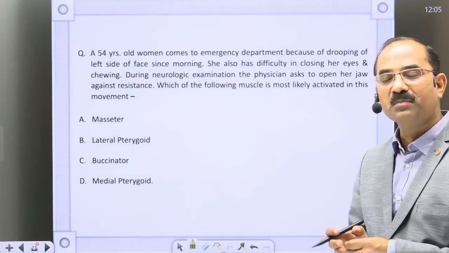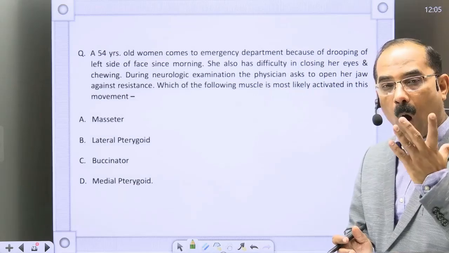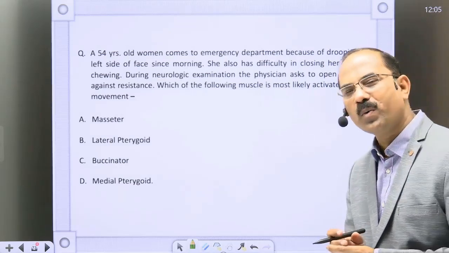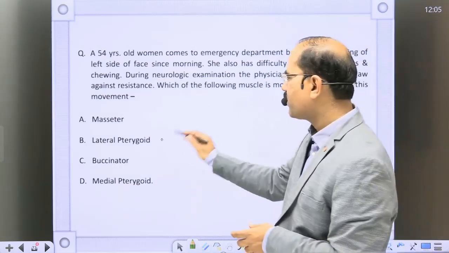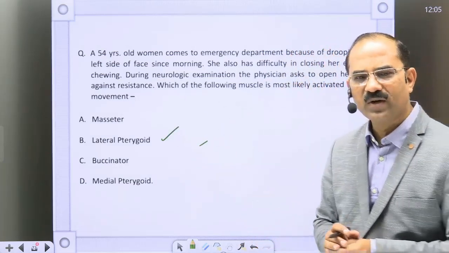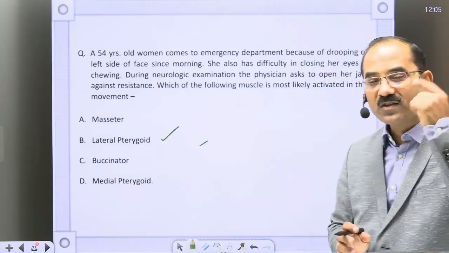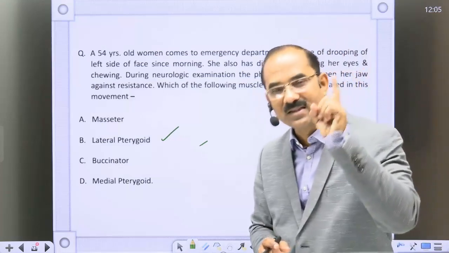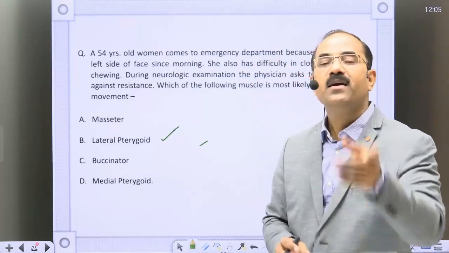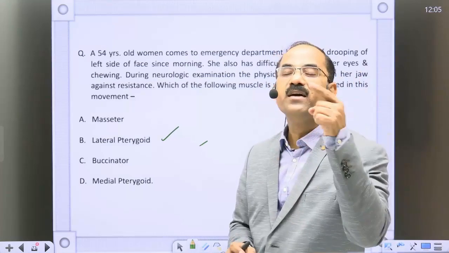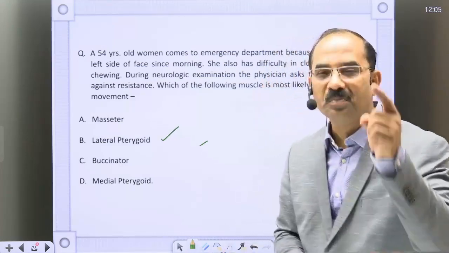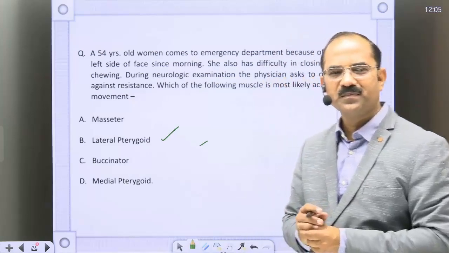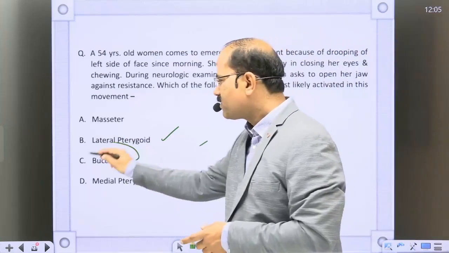So which is the muscle which helps in depression of the mandible or opening of the jaw? That's the lateral pterygoid. Remember, students, all the muscles of mastication do elevation of the mandible except, once again, the lateral pterygoid. Which head? The upper head does depression of the mandible.